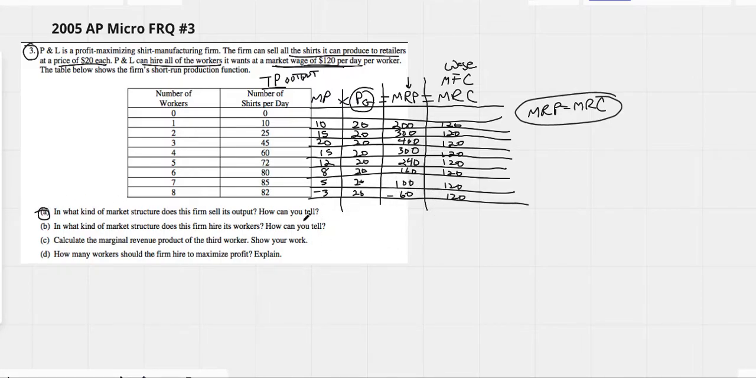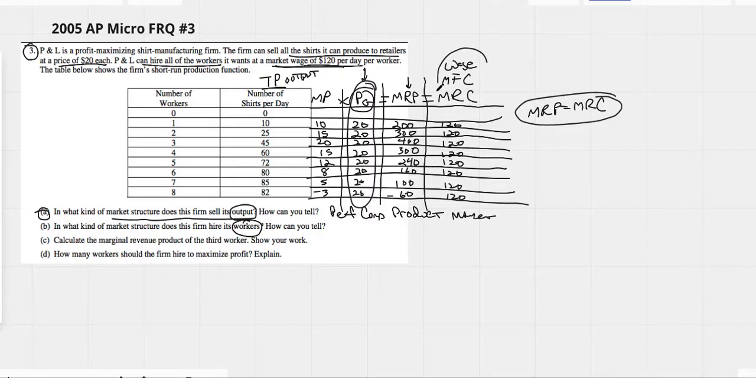Once we've done the table, we want to run back over here and make sure we answer the questions. And what kind of market structure does this firm sell its output? Don't be tricked. They're asking about output, not workers. Output, it is perfectly competitive. Product market. And we know that because the price of the good does not change. A monopolist must lower his price to sell additional units. A perfectly competitive firm does not have to lower its price. So because the price is the same for every unit of good that they sell, we know it's perfectly competitive.